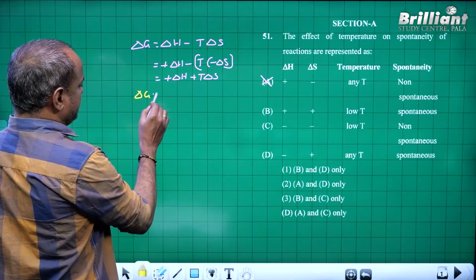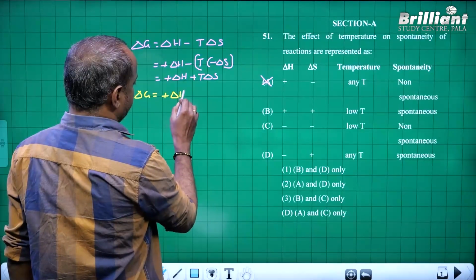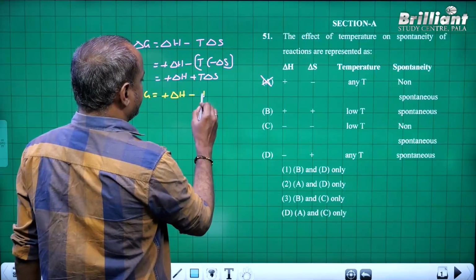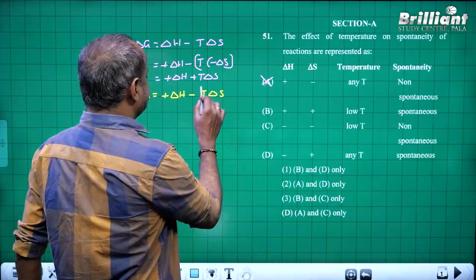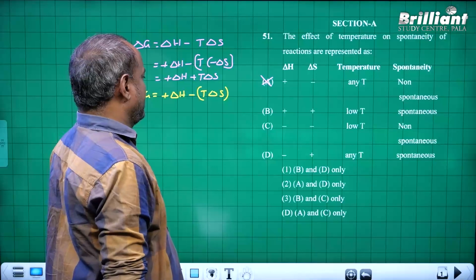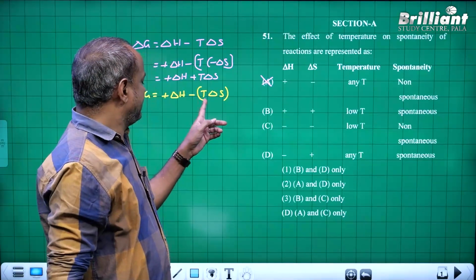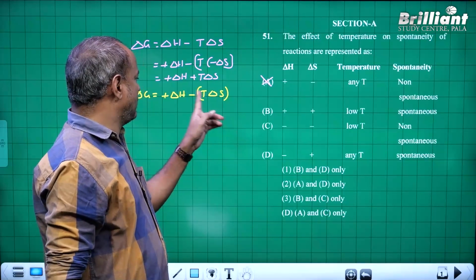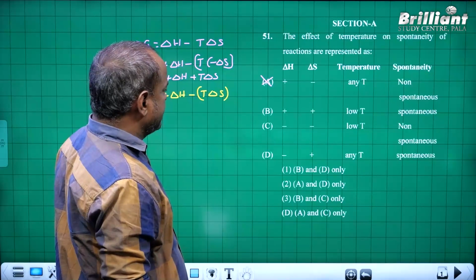Second one, plus. Delta G is equal to delta H plus minus T delta S also plus. So that means this is minus T delta S only. Now if T is predominant, then this T delta S predominant over the delta H will get negative sign.